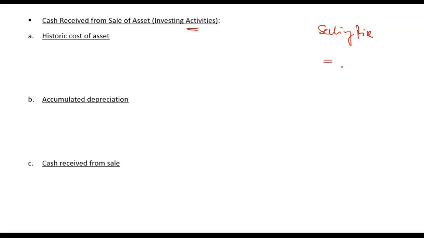So what is the value on your books? The value on your books is net book value. So किसी भी asset की आपकी balance sheet पे जो value होती है, that is known as net book value. And what is net book value? Net book value is cost minus accumulated depreciation. So you take your net book value. उस net book value में either you make a gain or you make a loss.